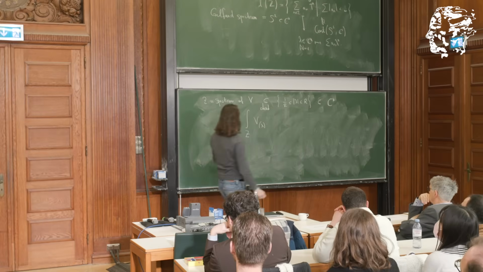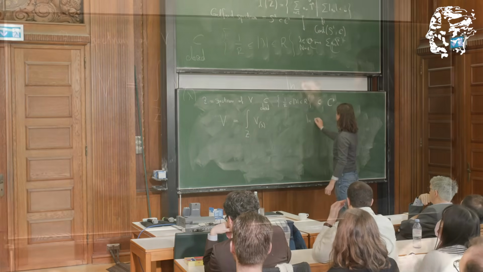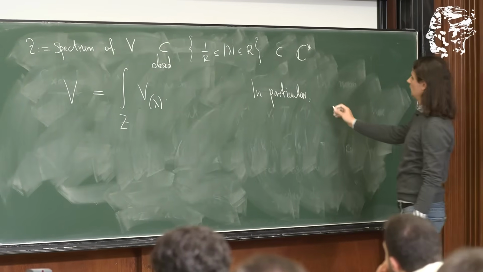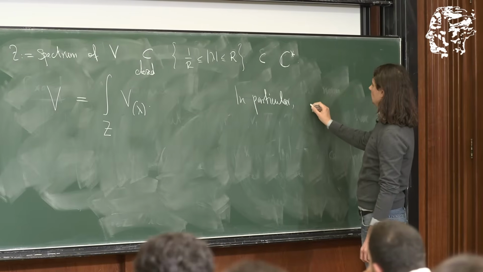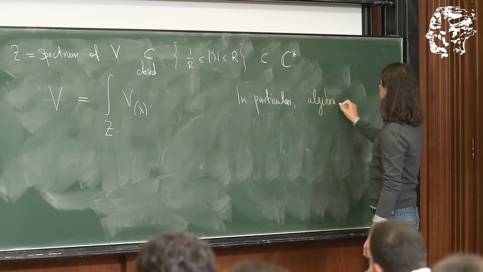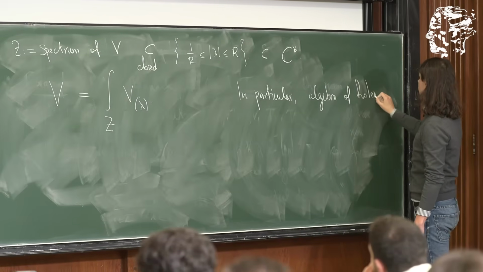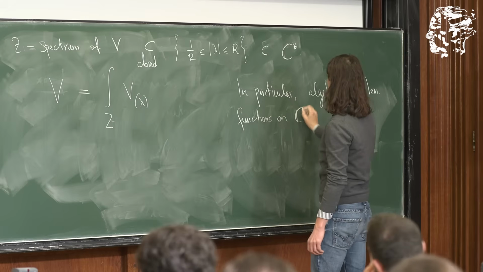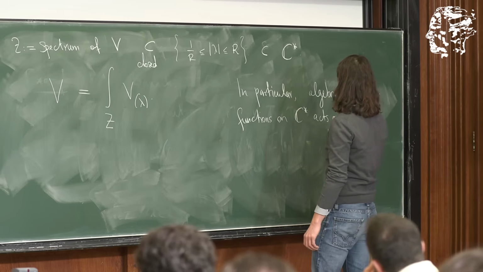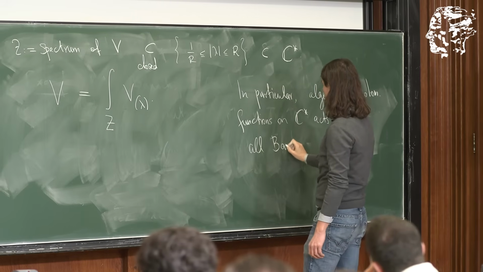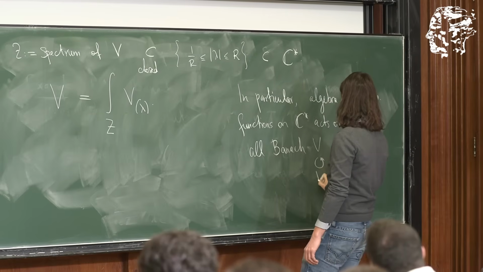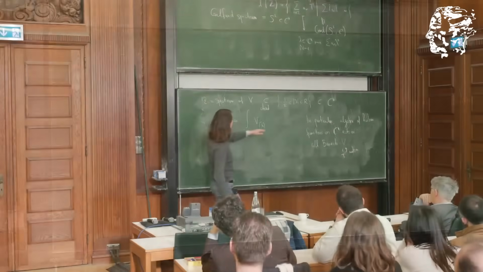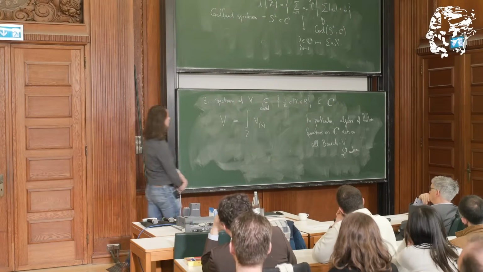Right. And so, in particular, to get a statement that's completely independent of the choice of R, the algebra of holomorphic functions on the whole punctured plane will act on all such Banach V with an automorphism. Right? Because when it's defined on all C star, no matter what R is, it will be defined on this annulus.